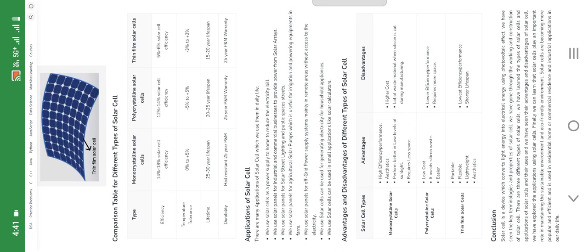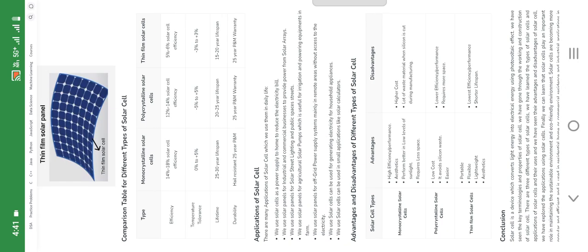Comparison table of different types of cells. When we compare efficiency, monocrystalline solar cell delivers 14 to 18 percent solar cell efficiency. In polycrystalline solar cell, it is 12 to 14 percent. In thin film, efficiency will be 5 to 6 percent.